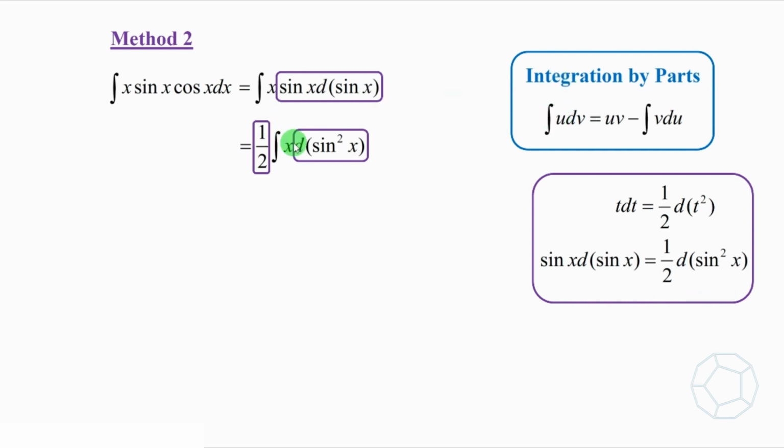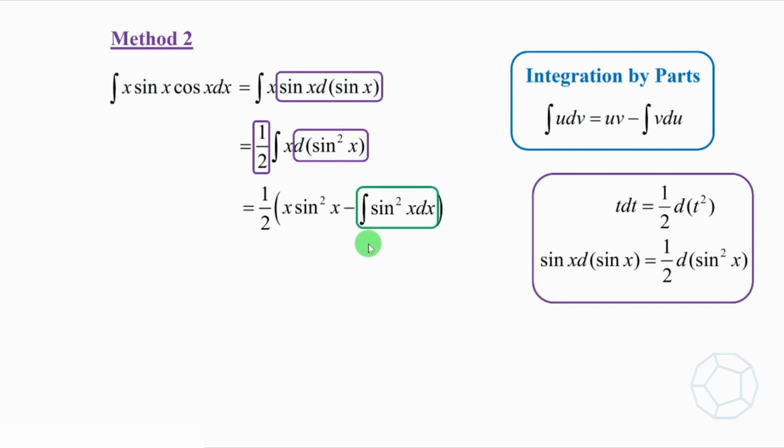U is equal to x, and v is equal to sine square x. The first term is the product x times sine square x. The second term is the integral by swapping u and v, which is integrate sine square x dx.